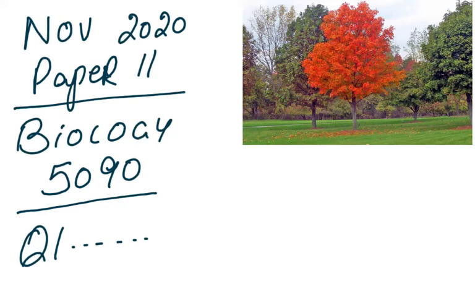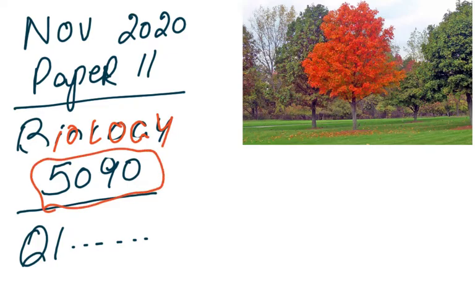Bismillahirrahmanirrahim. We start with another paper, which is Biology 5090. This Biology 5090 is the normal O-level biology syllabus that we follow. This is not the IGCSE, this is the other O-level syllabus that we follow, and this will be the November 2020 question paper 1-1, which we are going to discuss, one of the variants.